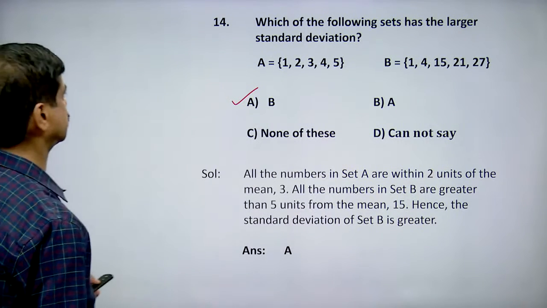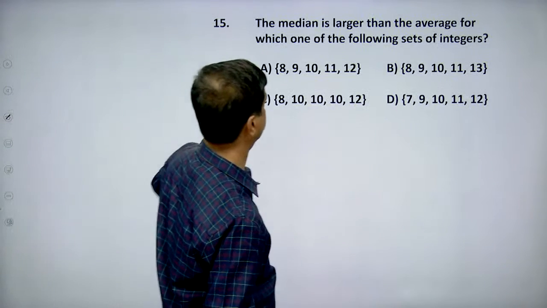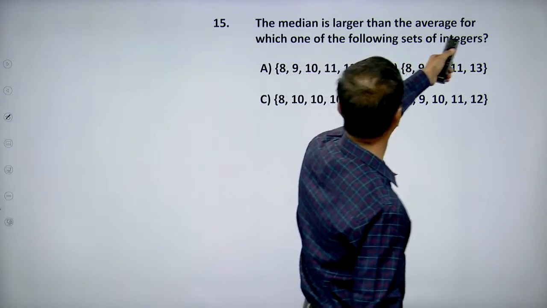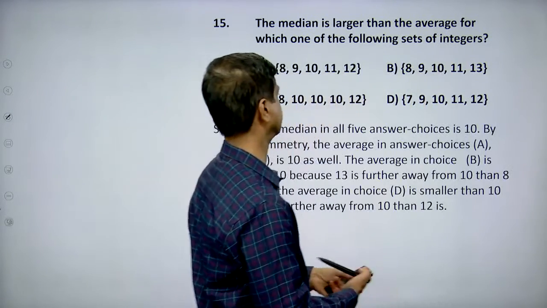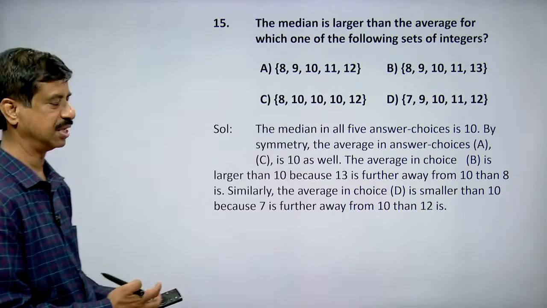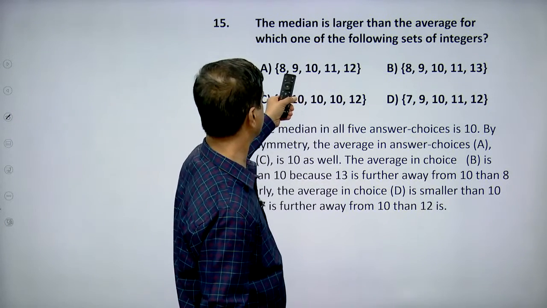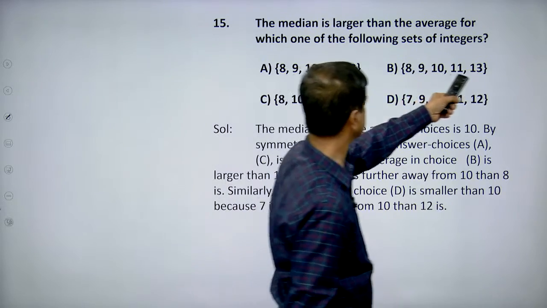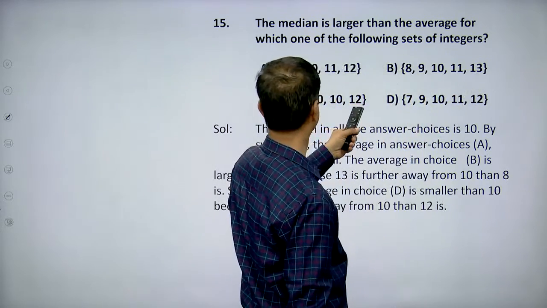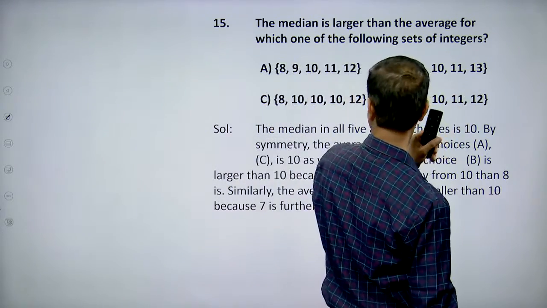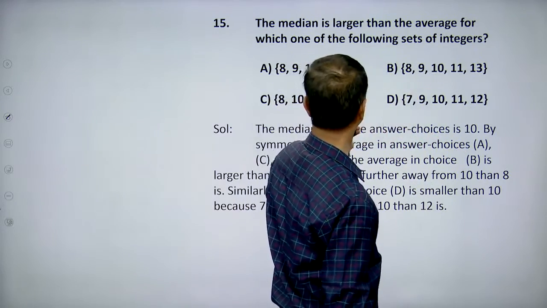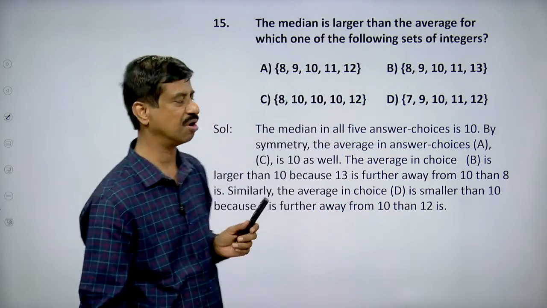So right children, let us go to the next question. Median is larger than the average. Which one of the following sets? So we should find out median as well as averages, then we'll get it. Median, so middlemost term. Increasing order, yes. So median is 10, 10, 10. Right children, middlemost term in all four is 10.